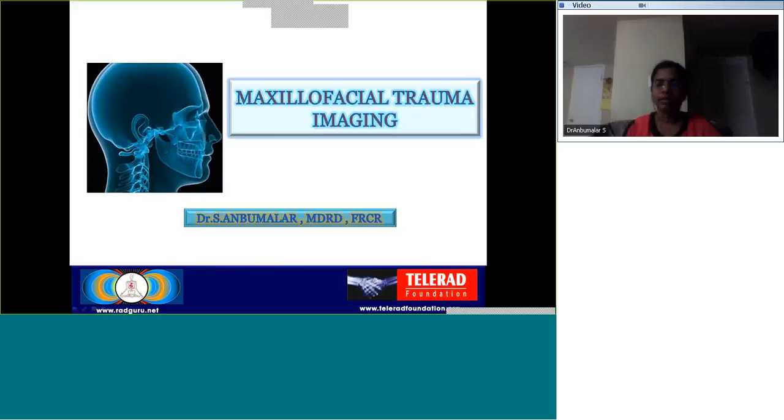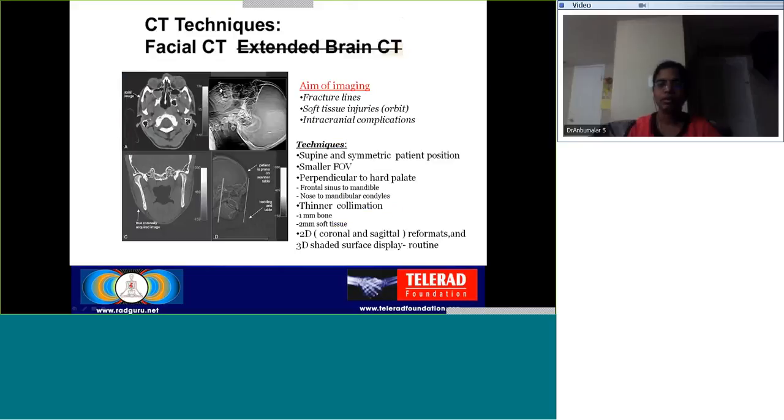Good evening. Today my topic is maxillofacial trauma imaging. First, we will see the CT techniques. The facial CT scan should not be an extended brain CT technique. In the facial CT, the aim of imaging is to detect the fracture lines and to look for any soft tissue injuries, especially in the orbit, and to search for any intracranial complications associated with the facial trauma.